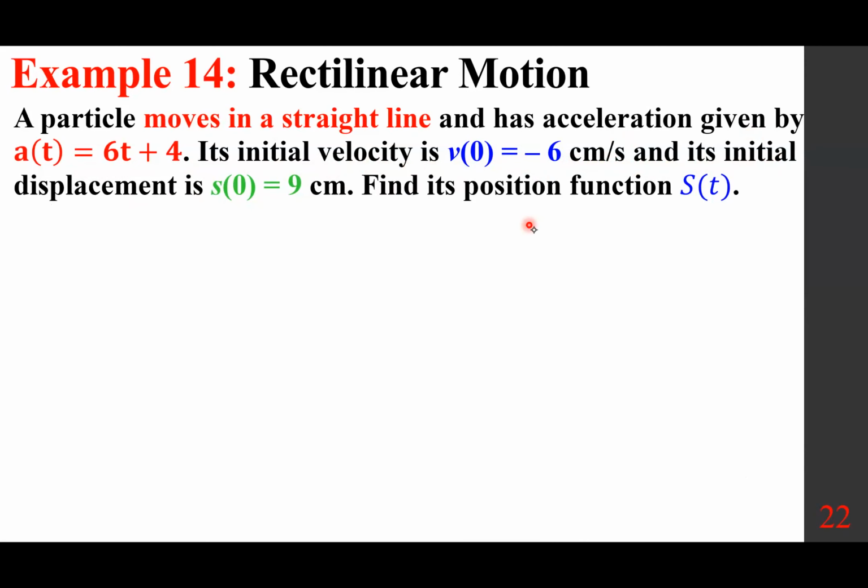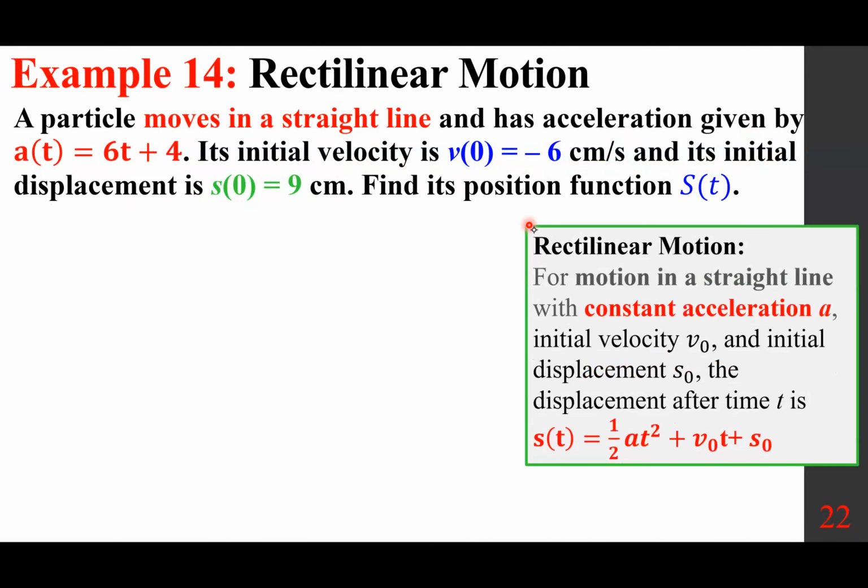First, what is a rectilinear motion? For motion in a straight line with constant acceleration a, initial velocity v sub 0 and initial displacement s sub 0, the displacement after time t is s of t equals half of a t squared plus v0 t plus s sub 0. It can be proved easily. In fact, you can give it a shot on your own, and you're more than welcome to come and ask me how it's done. When we go through this, it should make it easy.